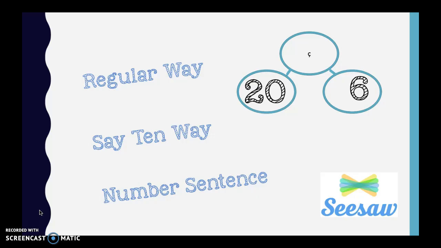I'm not going to tell you the whole amount. On your dry erase board or in your math journal, you need to write the number that's the whole amount, the regular way, the say ten way, and then I need you to tell me at least one number sentence that adds the parts together that equals the whole amount. So in the end, you're going to show me 4 things: your number bond, the regular way to say it, the say ten way to say it, and the number sentence. Good luck, friends.